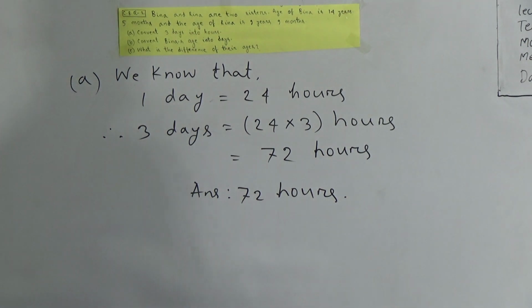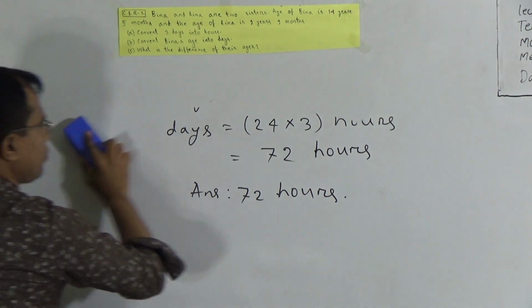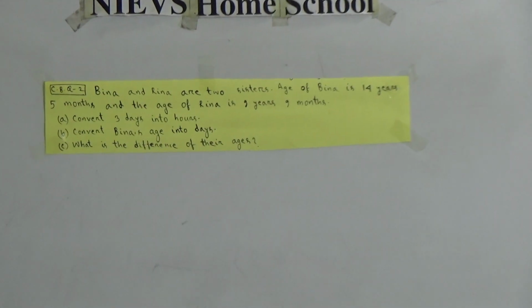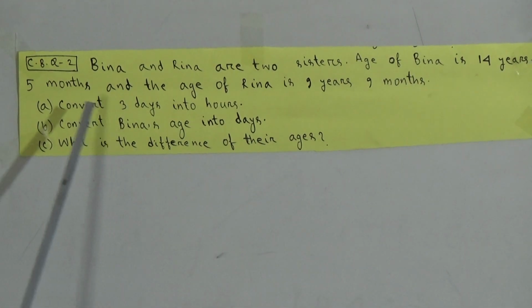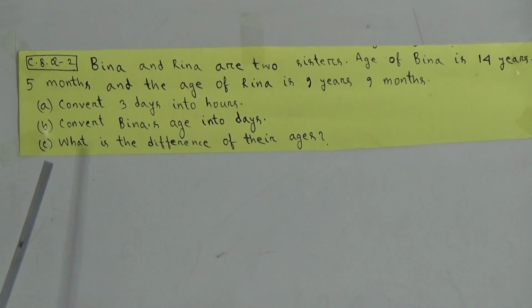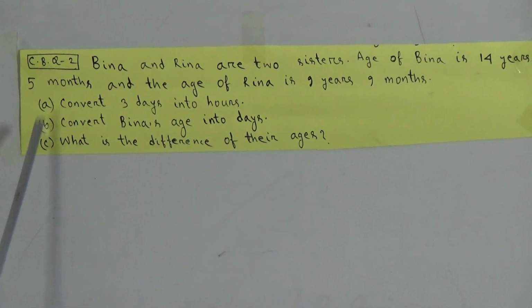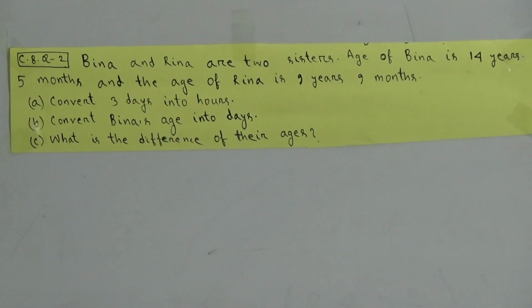Okay, we have finished A number question. Now we will solve B number. Here B number question is, convert Bina's age into days. Here Bina's age is 14 years 5 months. So at first we have to convert 14 years to days, and then we have to convert 5 months to days, then we have to add.